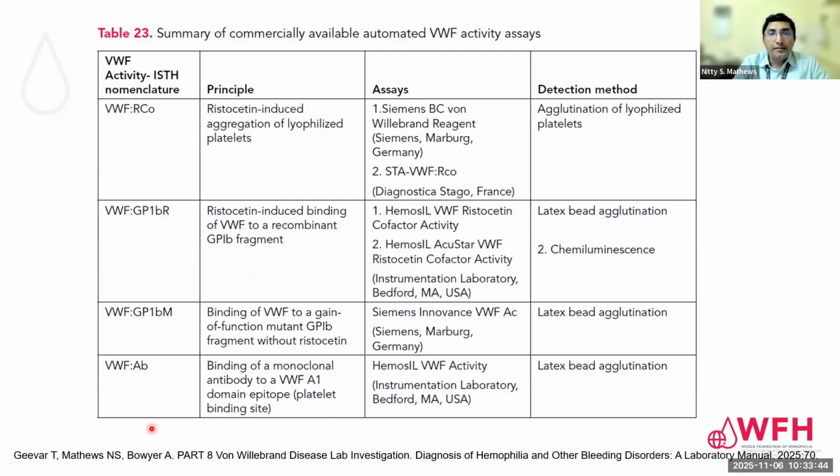So to summarize the activity assays, we have the ristocetin cofactor assay, which used stabilized or fixed platelets, and we look at the agglutination of them. There is the glycoprotein 1b-R and 1b-M, which use recombinant glycoprotein 1b on latex microparticles. The 1b-R is the ristocetin dependent test, and the glycoprotein 1b-M is an independent test because of the gain of function mutations of the glycoprotein. The 1b-R has two platforms, a latex immunoassay and a chemiluminescence platform, and the 1b-M is on a latex immunoassay platform. And then you have the von Willebrand factor antibody as well, which is a latex immunoassay.